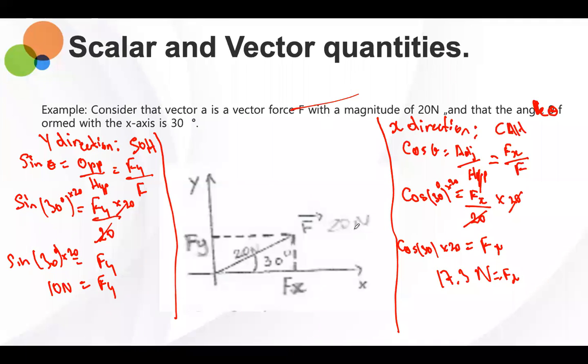Right, so are we good here? Yes, sir. All right. And Simpson, are we good? All right, so we calculated these two components.